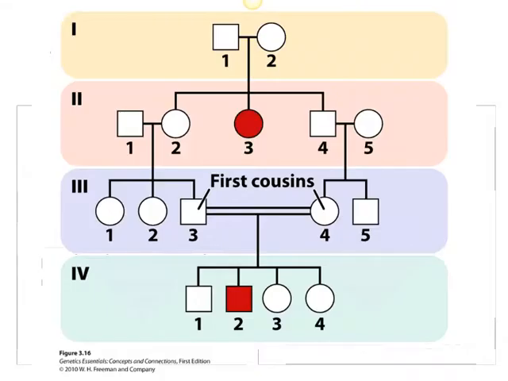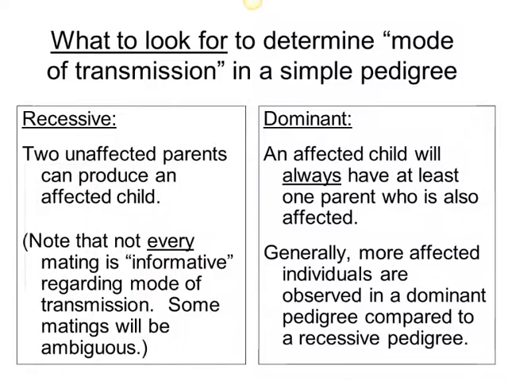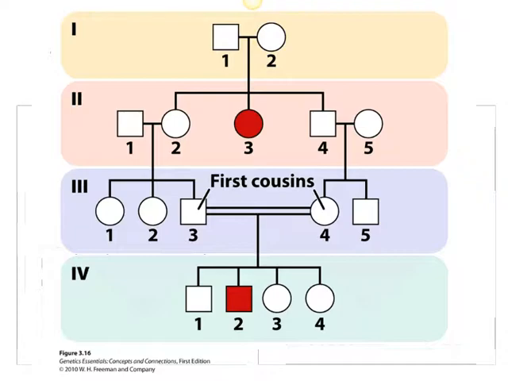Okay. Oh, and let me mention something. It states here, not every mating is informative for the recessive. Some matings are ambiguous. So you only have to find one mating that clearly shows the pattern for the recessive. So on this pedigree, this actually shows a recessive pattern.